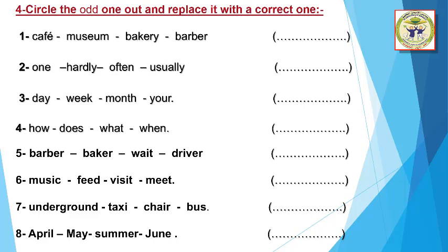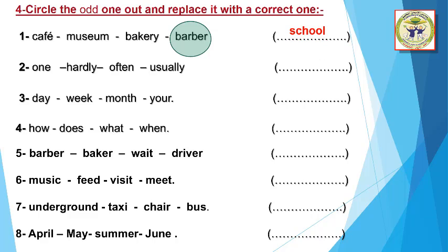Number 1, cafe, museum, bakery, barber. The odd one here is barber, because barber is a job, but the other words are places, so you will put any place like school.